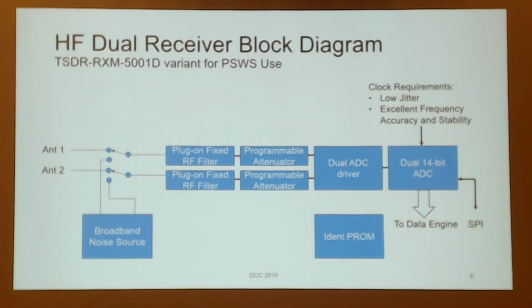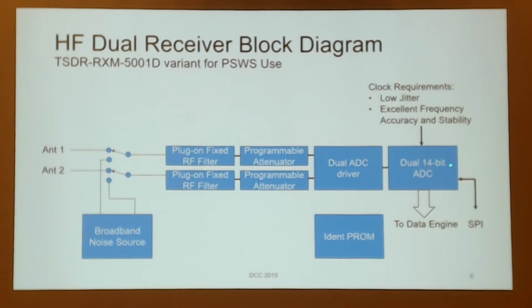Most likely that's going to be an AM broadcast band reject filter, or it's going to be a shortwave notch filter. It could be an FM broadcast reject filter. We expect that there'll be some high amplitude stuff that we want to get rid of. Then a programmable attenuator. We're looking at what we use here.